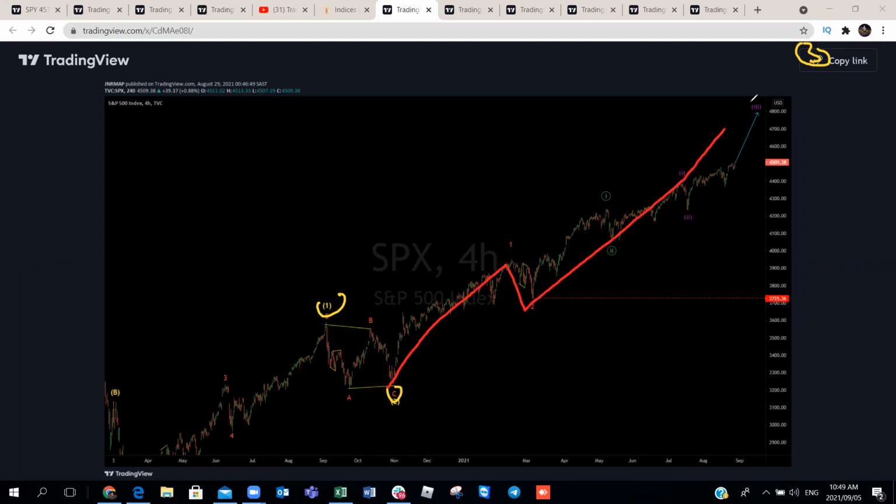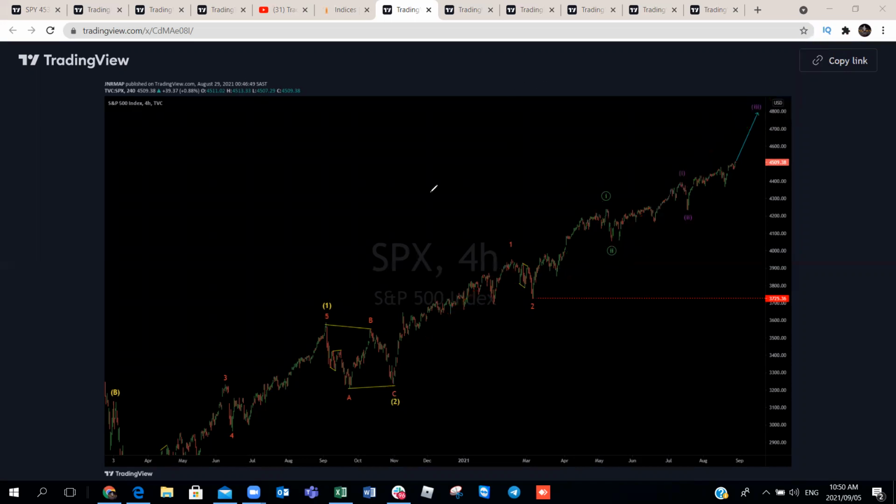Now we want to see 5 waves in the green degree. We've only just started the leg 1 up here in green, 2. We're looking for this one to complete the 4 and a 5 in the green degree before we can have the 3 and a 4. So that means the S&P 500 and the rest of the indices are still left with more opportunities to push to the upside.